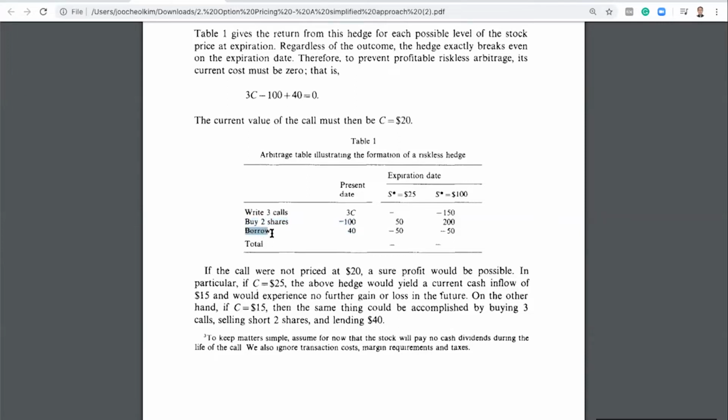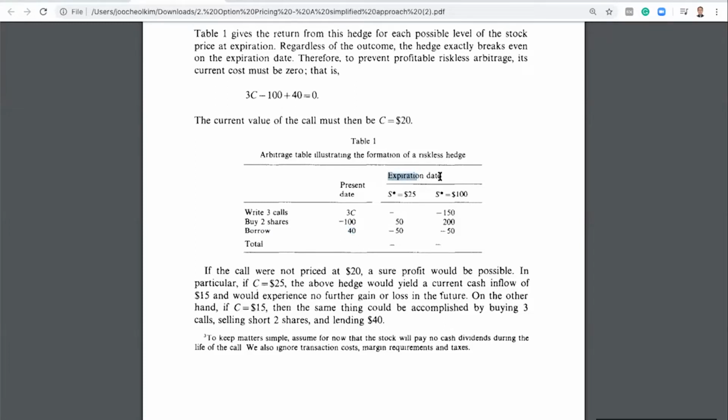And then I'm going to borrow a certain amount of money from a bank. So borrowing the money, of course, I have to pay back. But right now I have an income cash flow, so it's $40. So that's the present cash flow value, the present time cash flows.